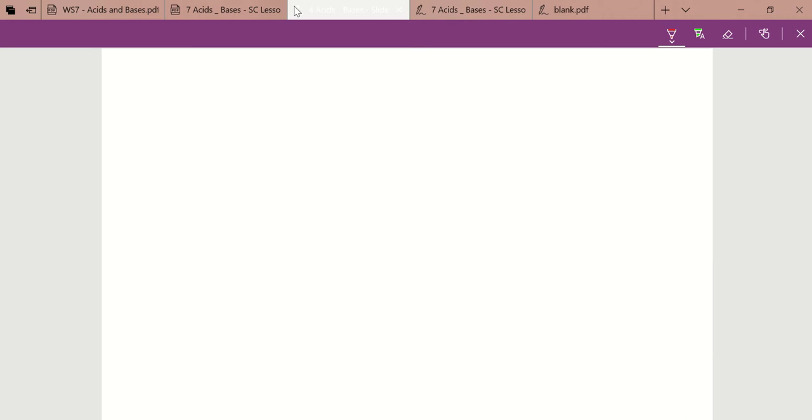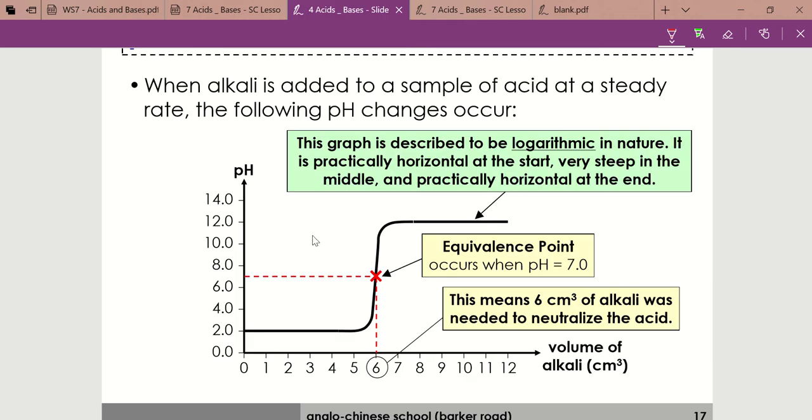So going back to the slide, the other thing you will also realize is that the graph is logarithmic in nature. What does that mean? It means that it mainly has no change at the start, and then it will suddenly spike up like this and then remain having no change at the end.